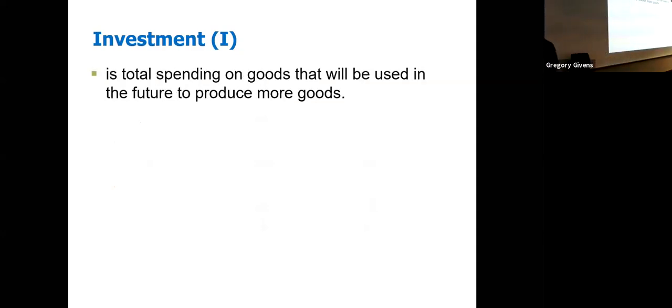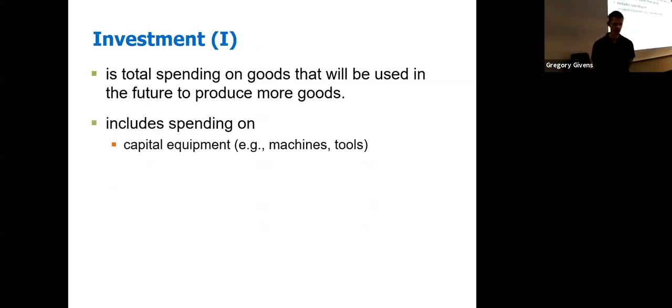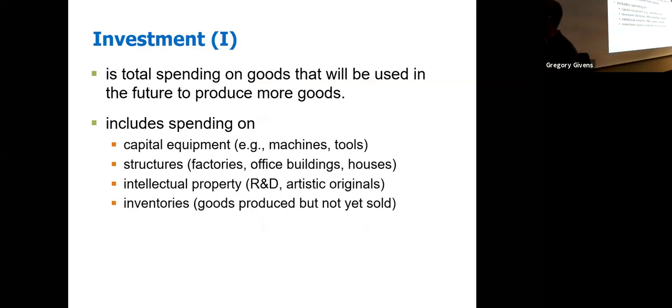Investment. This is probably the last one I'll get to talk about today. This is defined as total spending on goods that will be used to produce other goods in the future. Investment basically includes 4 categories that I want you to be somewhat familiar with. The first and most obvious is capital equipment. So things like machines, tools, those are the physical objects that workers use to build stuff, for instance, in factories. Capital equipment, that's part of investment spending. So when a firm purchases a bunch of new machines or tools, that goes to the investment spending component of GDP.